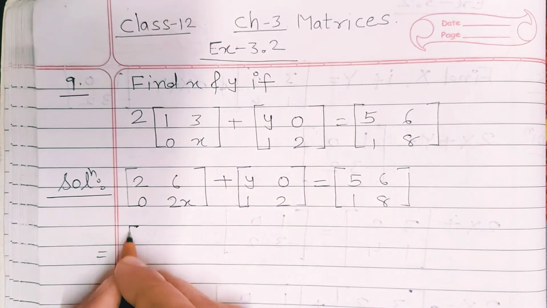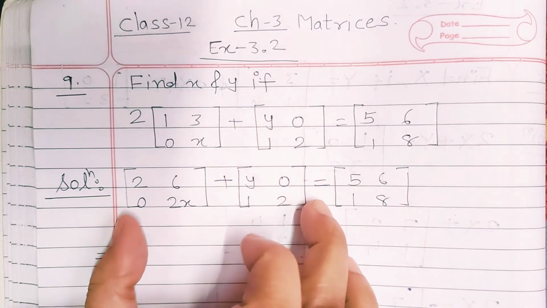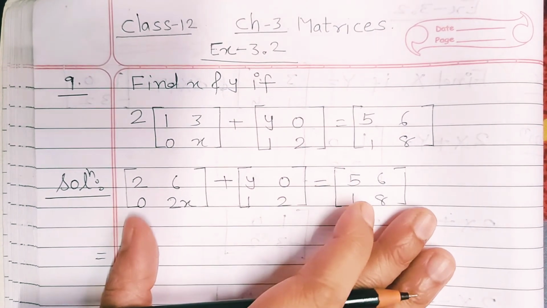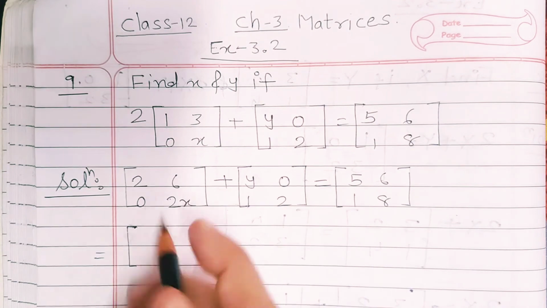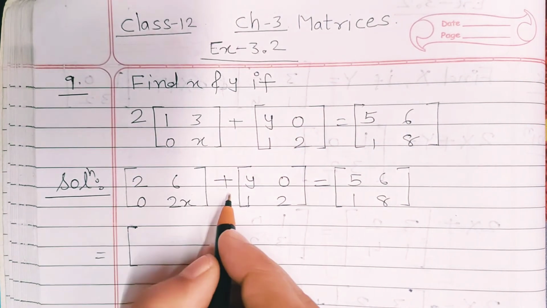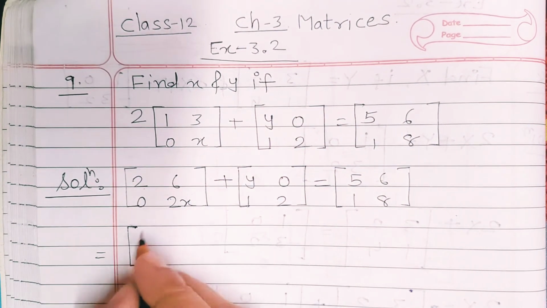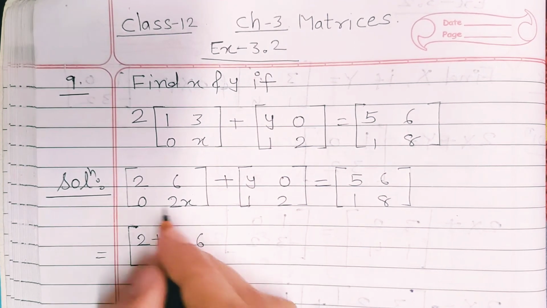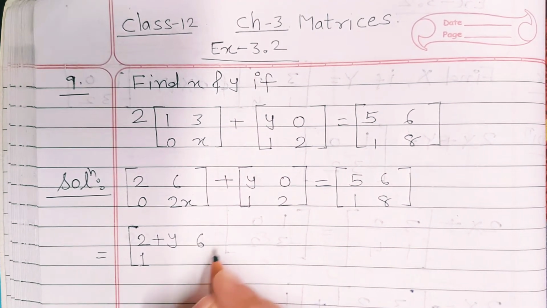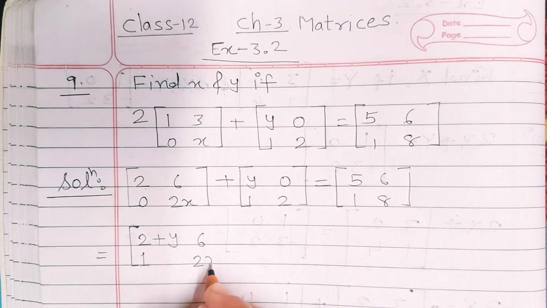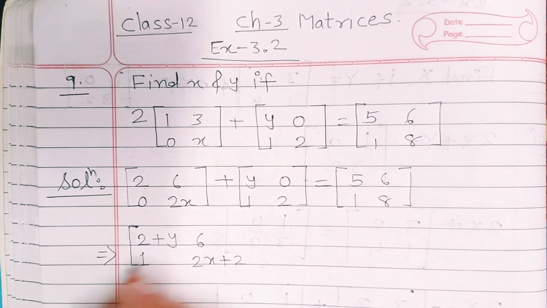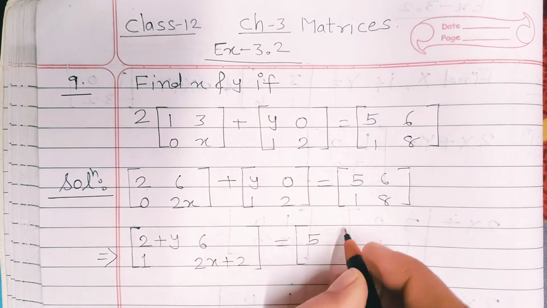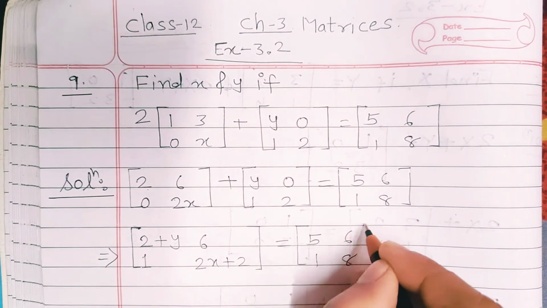Now we are going to add this matrix. When you add, the order will never change because the order of all the matrices which you have given are the same. So what is the addition of this matrix? It will be 2 plus y, 0 plus 6 that means 6, 0 plus 1 that means 1 and 2x plus 2. This is equal to 5, 6, 1 and 8.